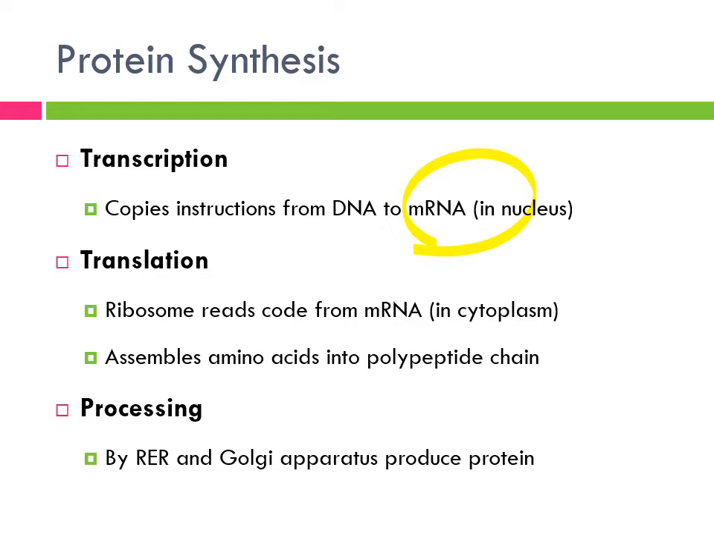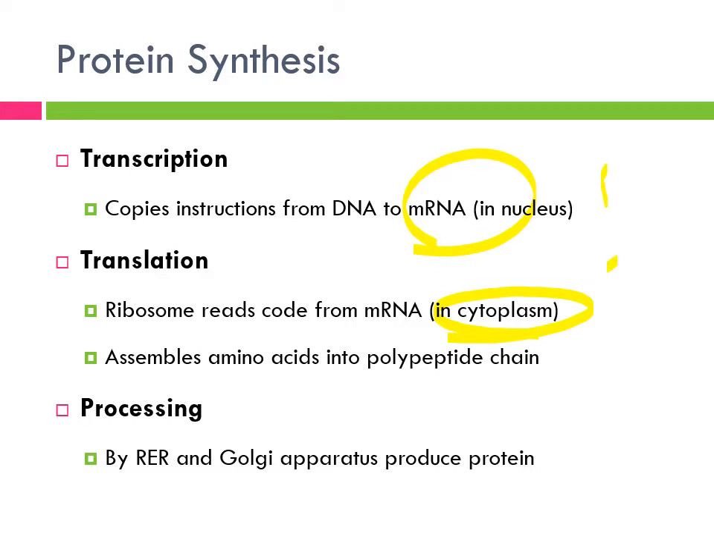Translation occurs outside of the nucleus in the cytoplasm. And this is where a ribosome is going to come and read the code from the messenger RNA and then utilize that code to assemble our amino acids into polypeptide chains. So if you remember the genetic code, in triplicate code, we have 3 bases that code for 1 amino acid.